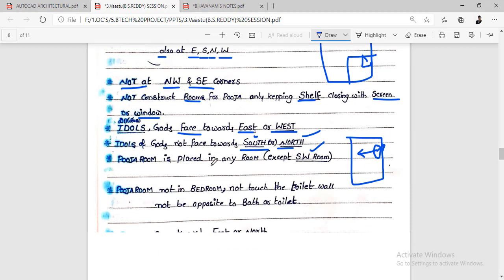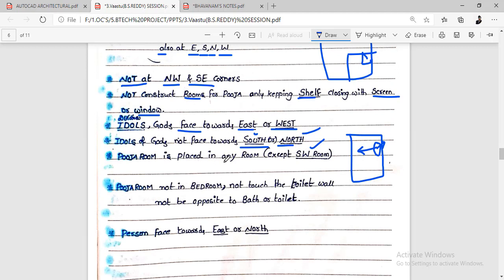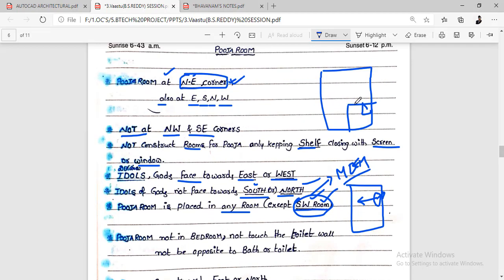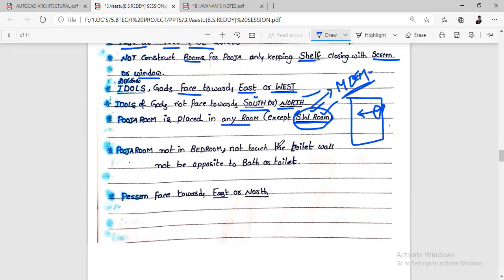So that's correct. What it says is that the puja can be placed in any room except the southwest room. In the southwest we have the master bedroom, so you can't provide a puja in the master bedroom. Anywhere else in the room you can provide it, but mostly you don't need to prefer the master bedroom. Even in the kitchen you can place it, somewhere in the corner, but you need to check whether it is southeast or not. If it is southeast, okay, you can place it here. Like that we need to check it.